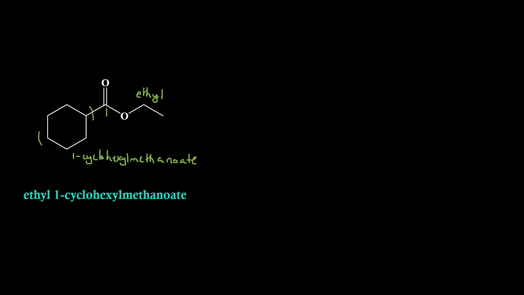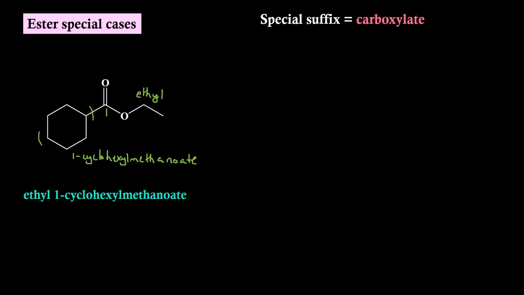By using a special suffix, we can name this molecule in one more way. That special suffix is carboxylate. When we use the term carboxylate, the C double bond O carbon is already included in the name. Now we can write this molecule as a substituent on cyclohexane, where C double bond O, O, C, C is sitting on cyclohexane. The alcohol part remains the same, that is ethyl.